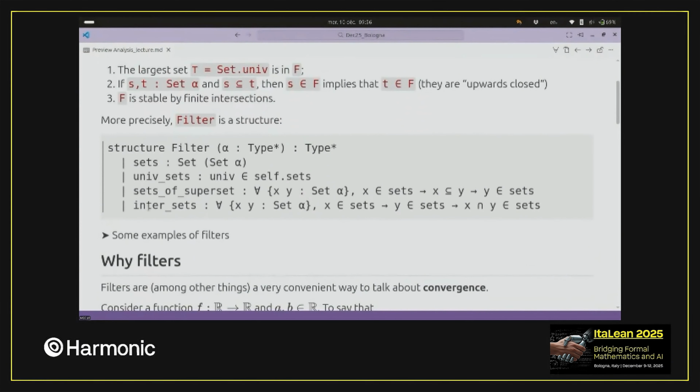Right, and so these three are the conditions. So for instance, the last one is that if you're given two subsets in alpha, if the first is in the collection, and the second is in the collection, then the intersection is in the collection, and so on. Okay, so let's see some examples of filters.